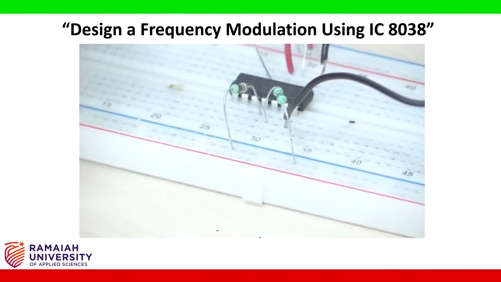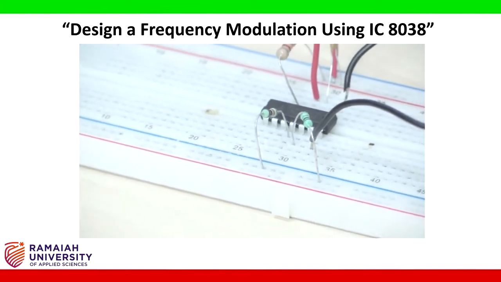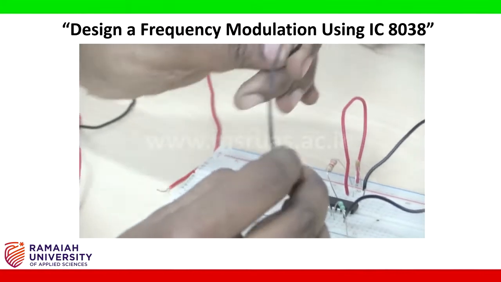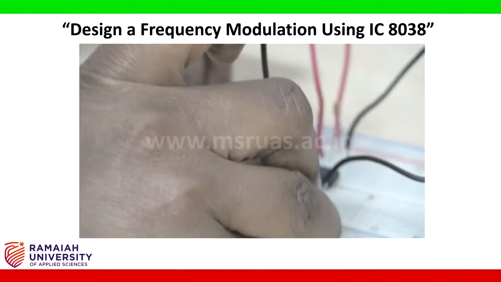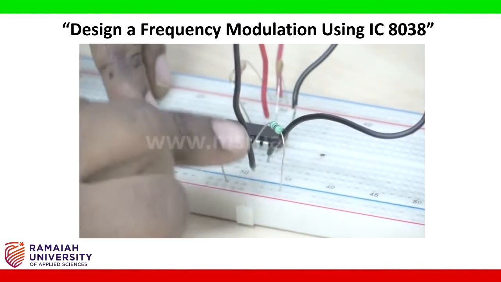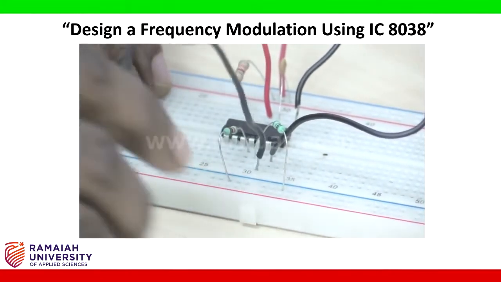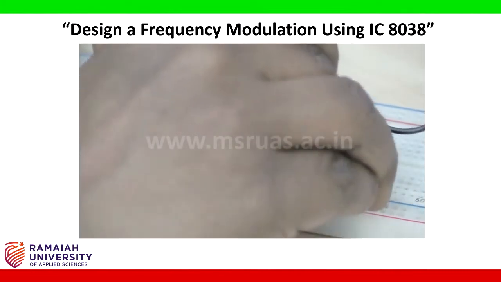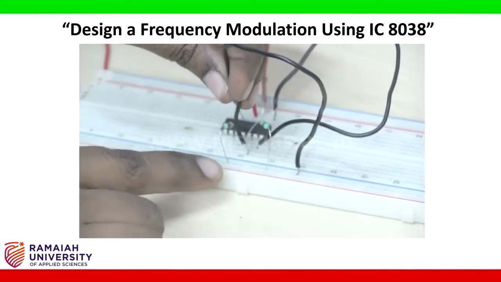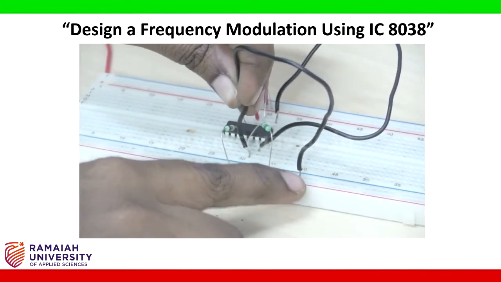Next, take a wire and connect it from pin number 6 to the positive power supply. So this is the positive power supply. Pin number 6 to positive power supply.